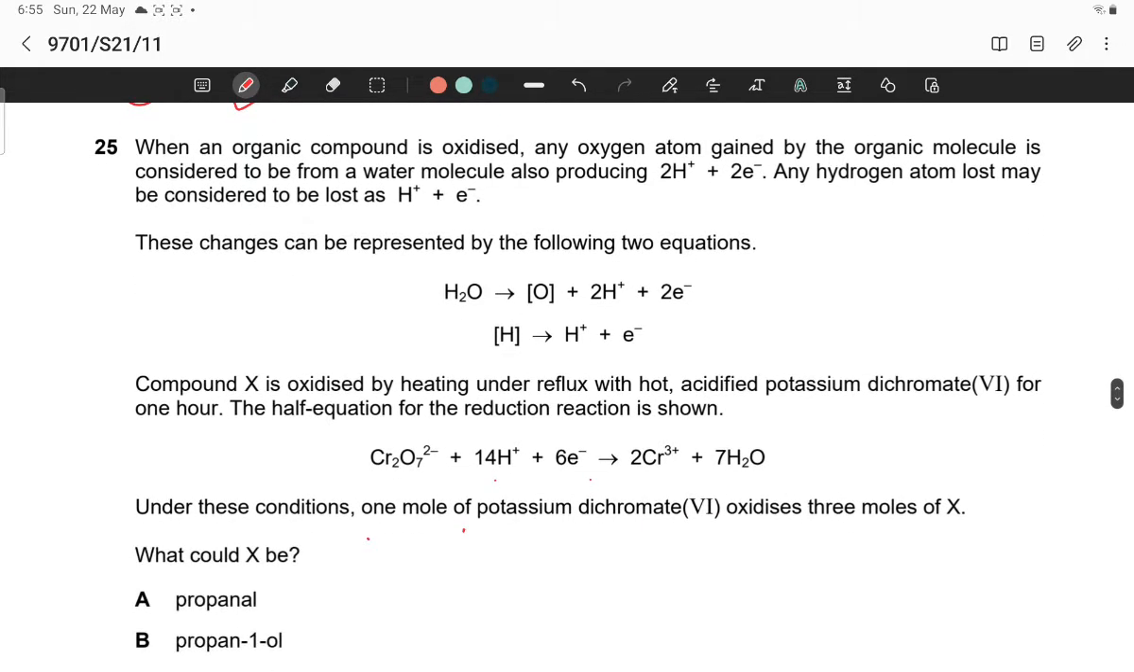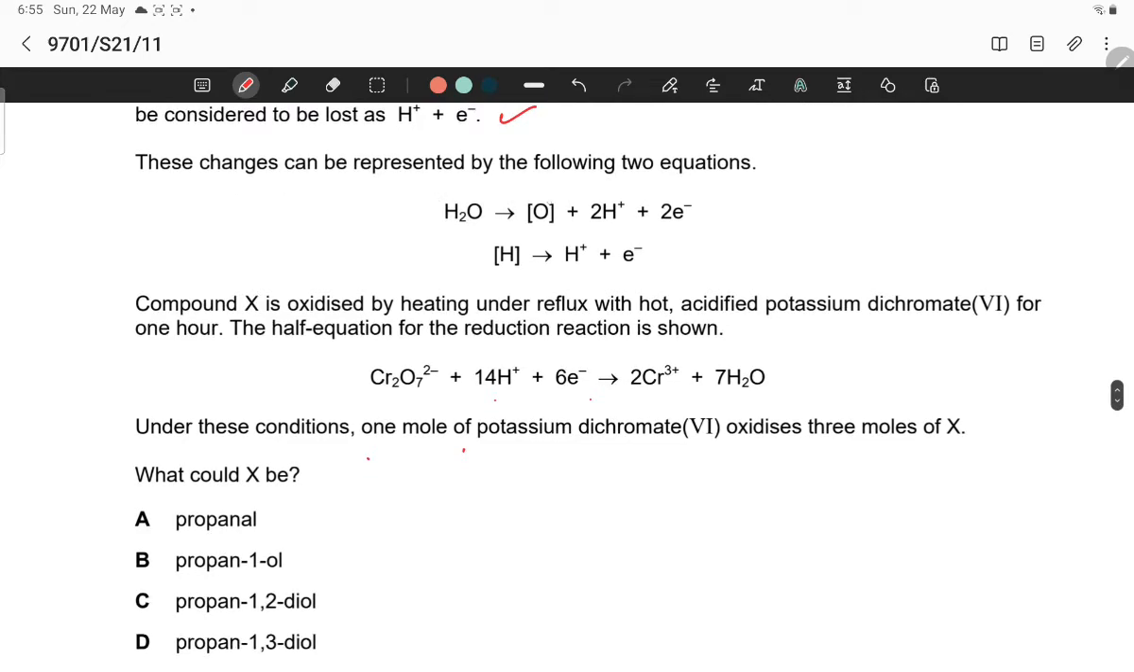When an organic compound is oxidized, any oxygen atom gained by the organic molecule is considered to be from a water molecule, also producing 2H+ and 2 electrons. Any hydrogen atom lost may be considered to be lost as H+, and these changes can be represented by the following two equations: H2O, and this is loss of electron, and this is also loss of electron, oxidation.